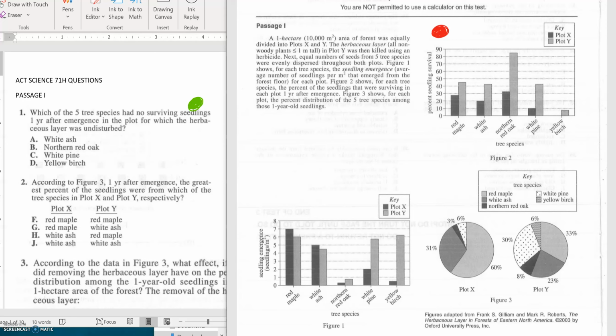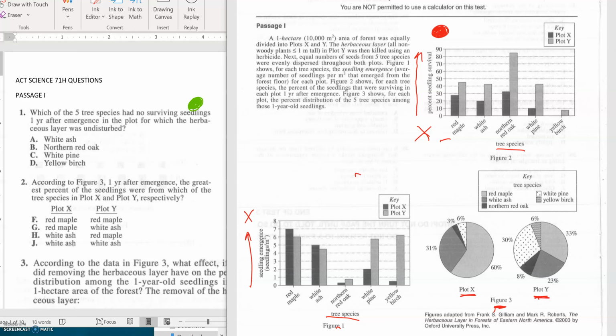So here I'm looking at it and we have two graphs here and here that look very similar. One has the seedling emergence and one has percent seedling survival. It has different tree species along the bottom. And then that's figure one, figure two, figure three down here. It has the percent of tree species, I guess, that survived, or for the different plots. Okay, so two different plots, and then the different percents of the tree species that grew on those.